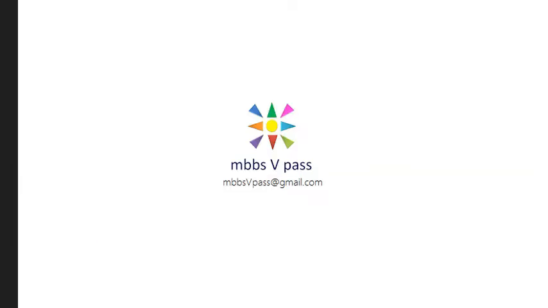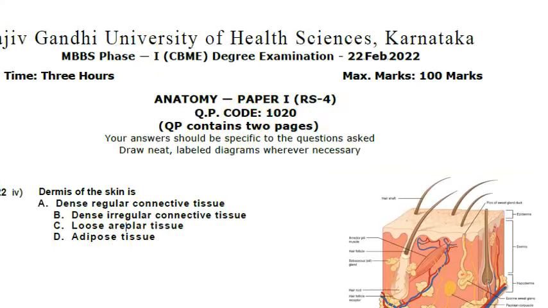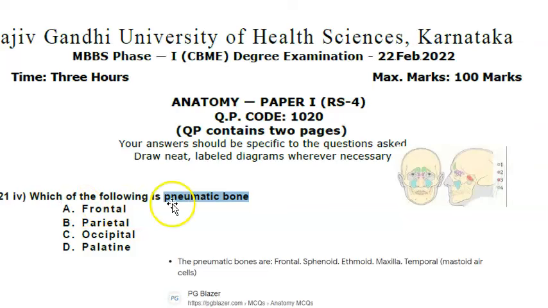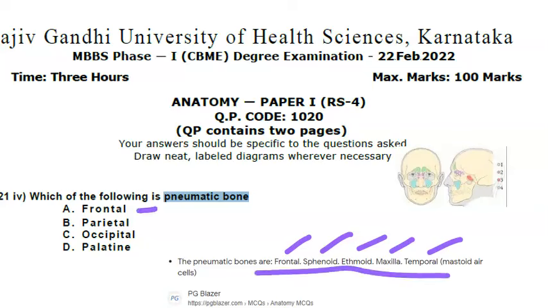Okay, now let's go to the next one. One question they have asked here, MCQ. MCQ also can come in your theory final exam anatomy paper. Dermis of skin is, answer here is dense irregular connective tissue. Okay, next question. Which of the following is pneumatic bone? So pneumatic bones are frontal, sphenoid, ethmoid, maxilla and temporal bone, if you consider the mastoid air cells. So here the answer is frontal.